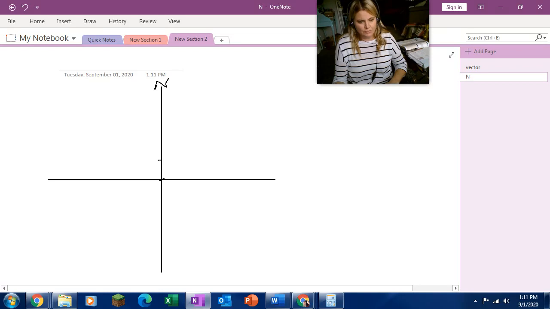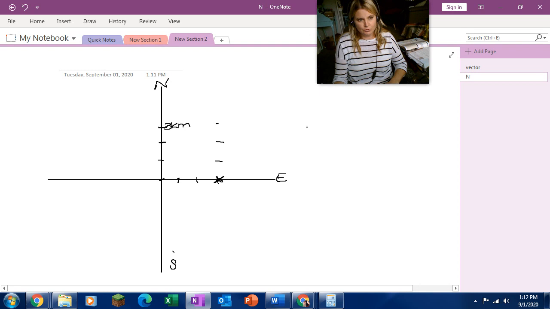Let's say you walk to the north 1, 2, 3 kilometers. So you go 3 kilometers to the north. And then you turn and you head to the east. And you start walking 1, 2, 3 kilometers to the east. So you end up here. And then finally, you walk to the south. And you walk 1, 2, 3 kilometers to the south, right? So your final spot, your final position is right here.